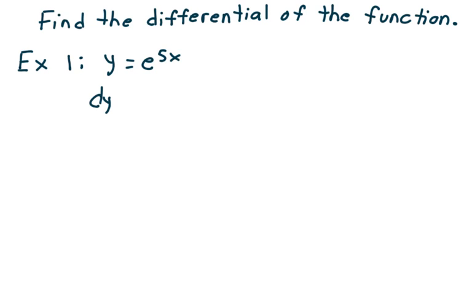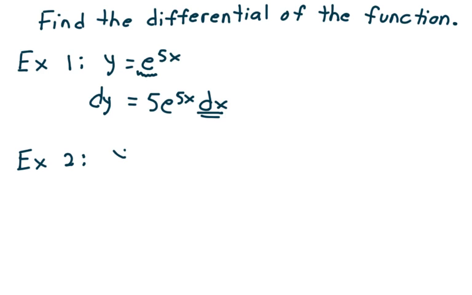So if I want dy, basically what I'm going to do is take the derivative of that function and attach a dx to it. And so this is going to be 5e to the 5x, remember chain rule, times dx. That dx absolutely has to be there. So you're looking for what's called a differential. So let's do example 2.